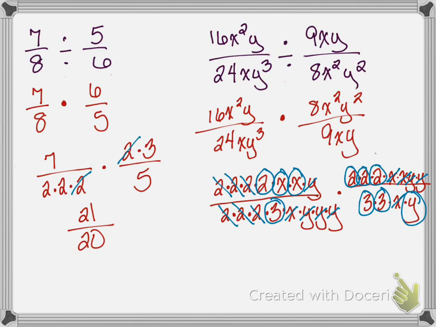So I have 2 times 2 times 2 times 2. 16x squared. What's 3 times 3 times 3? 27y to the first. And that is my final answer. If you write it out, if you do the prime factorization, you will be happier. I know it seems like a lot of steps, but you'll do a better job.